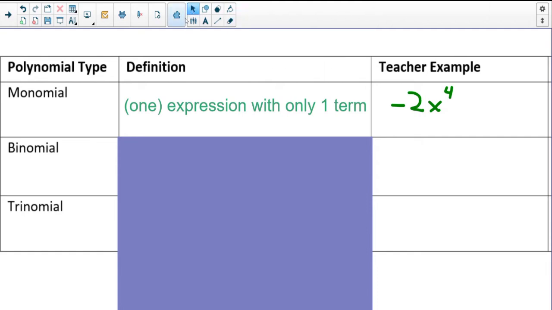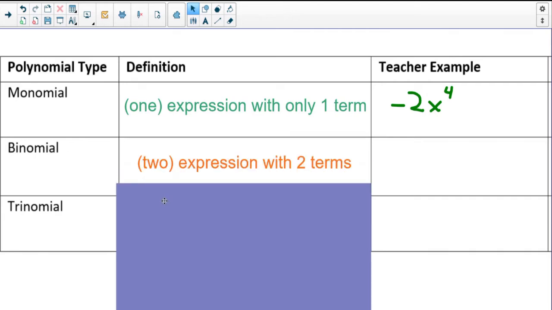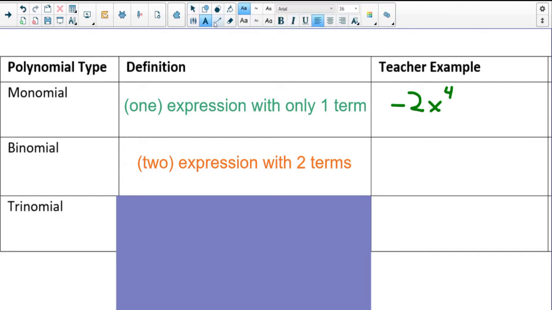The other one is called a binomial, where bi means two, like a bicycle has two wheels. So this is an expression with two terms. All right, so in my example here, I could say x squared would be the x squared term, and minus 5. So these are two separate terms, the x squared and then the number, the constant term. This is an expression with two terms, which we call a binomial.